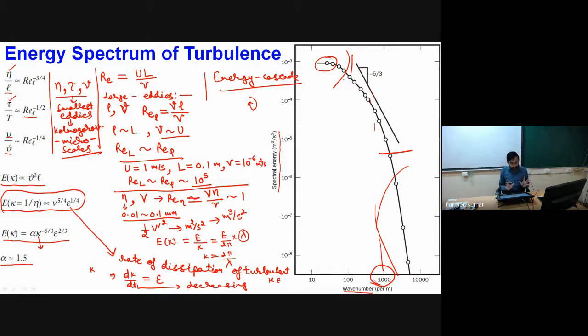Okay, so this is how we can define the energy cascade which is associated with the different turbulent eddies. Is this point clear? Yes, sir.